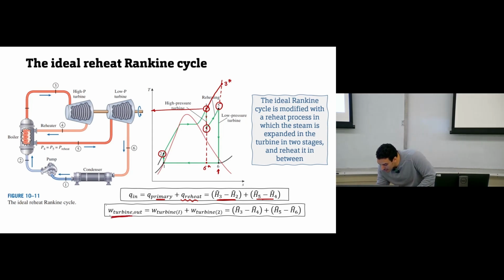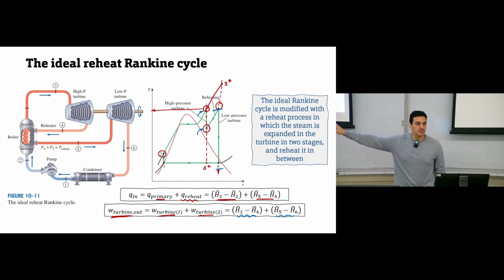For the turbine, how many turbines do we have here? 2. So the work should be the summation of the work obtained from the first turbine plus the second turbine. So we have work of turbine number 1 plus work of turbine number 2. Turbine number 1 comes from this step, 3 and 4, so this is why it's H3 minus H4. The second turbine is 5 and 6, so this is why it's H5 minus H6. Clear? So this is the only change we have in the analysis.